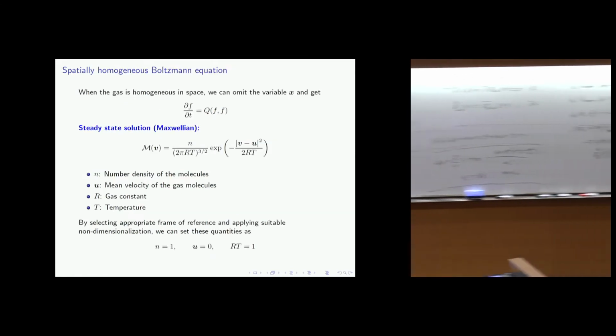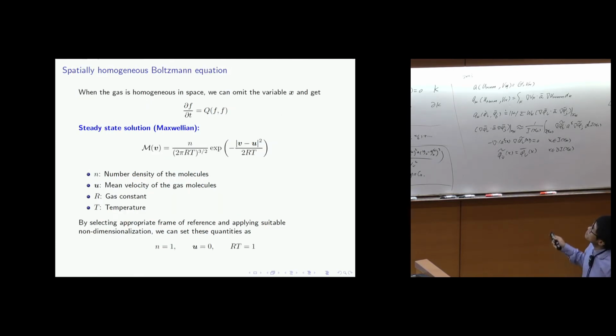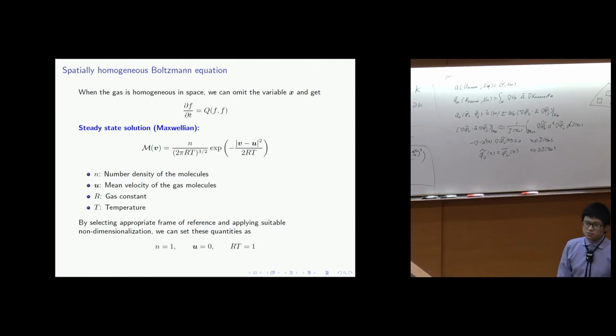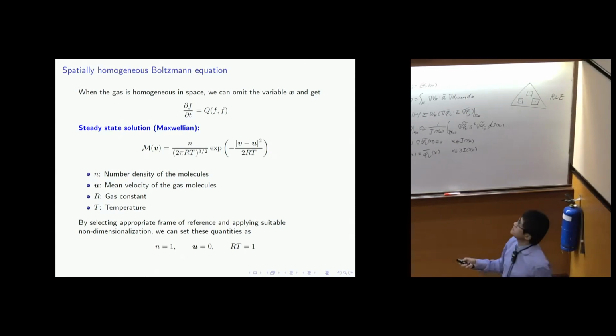Okay, but as you can see, the most difficult part is just the right-hand side. So temporarily, we will remove this convection term because this is not that difficult. We make the problem a little bit simpler, and we just consider the homogeneous Boltzmann equation, which means that the spatial derivative is 0. The distribution function is independent of the space. Then we get this. So this is simpler because we throw away the variable x, then f is just a function of t and v.